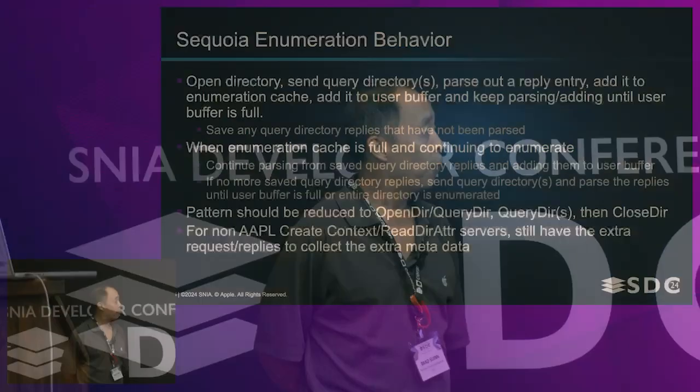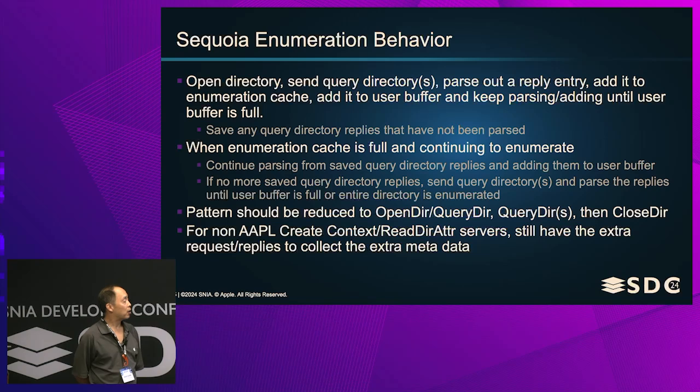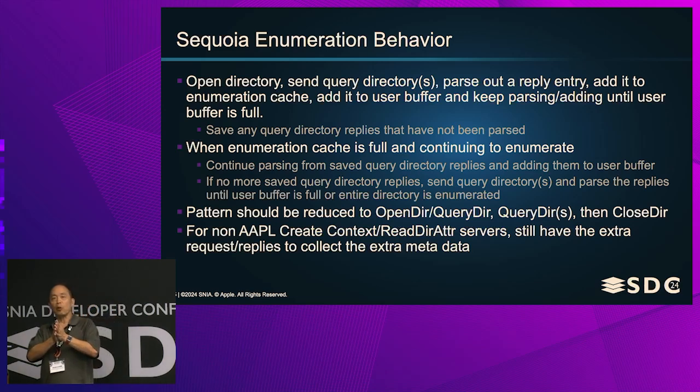Oh, so even for servers that don't have the AAPL create context stuff and the reader adder stuff, we still do the same behavior. So it should make enumeration for all servers faster. And again, this only applies for directories which are really big, okay, that exceed that directory enumeration cache for that directory.